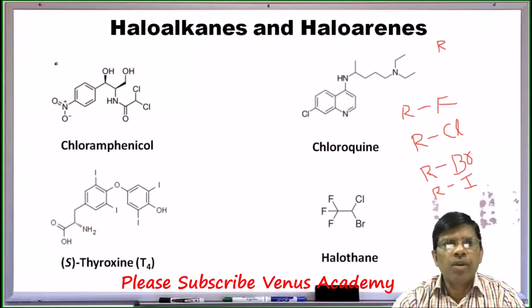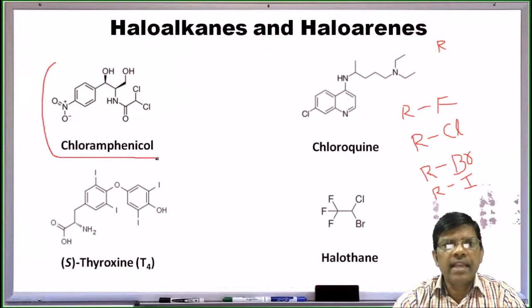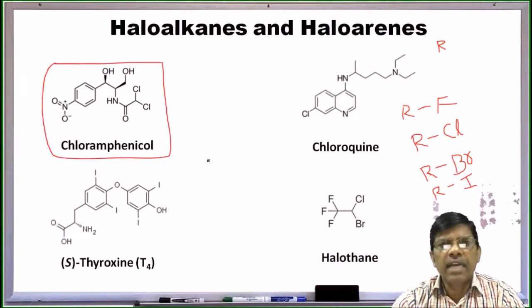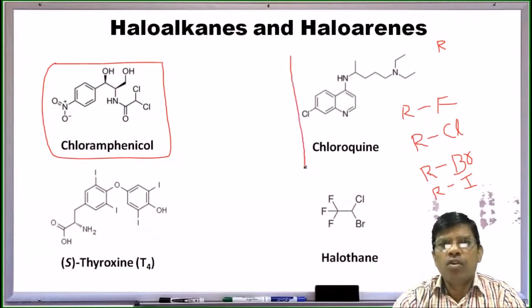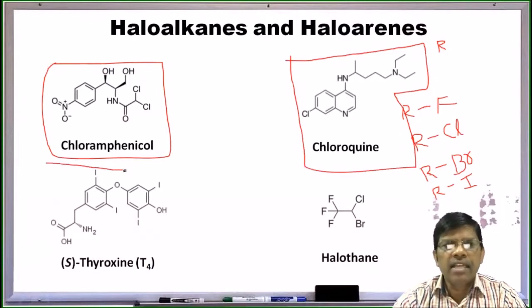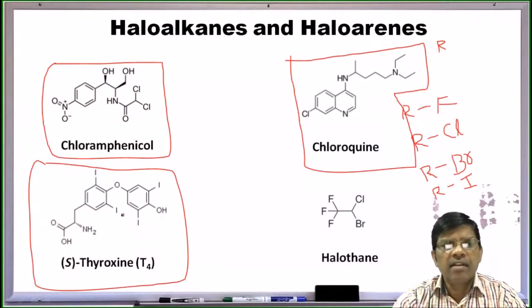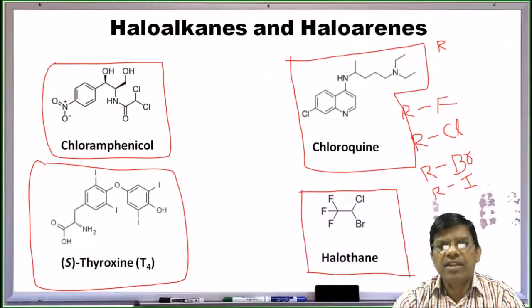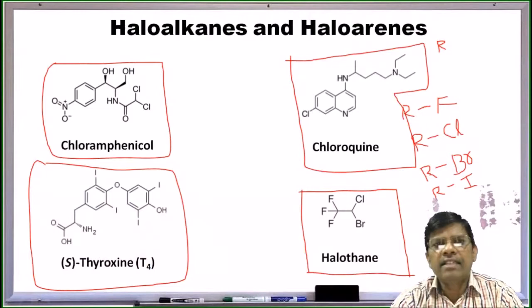For example, chloramphenicol is an antibiotic drug used for the treatment of typhoid disease. Chloroquine is a synthetic drug used for the treatment of malaria. Thyroxine deficiency causes goiter disease. Halothane is used as anesthetic drug. Let us see its chemistry.